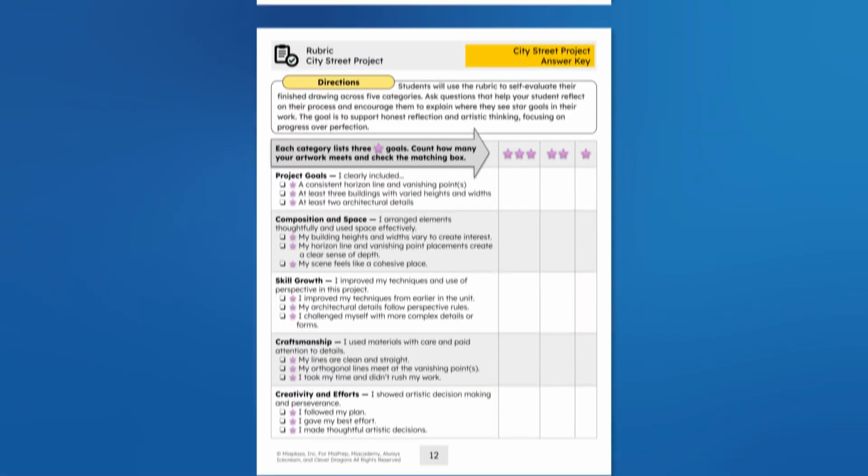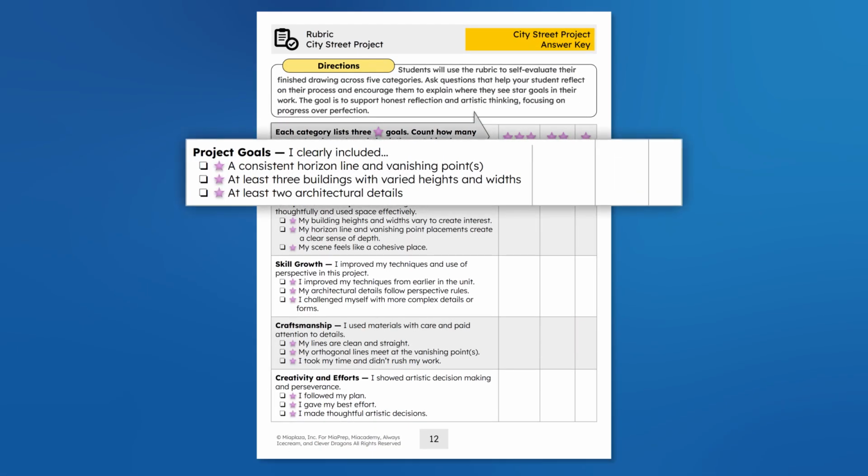Before you get started on your drawing, let's talk about how your work will be evaluated. Knowing what you're working toward helps you make more intentional decisions when planning. Your self-evaluation rubric has 5 categories. Project goals. Did you apply one-point perspective consistently throughout your drawing?